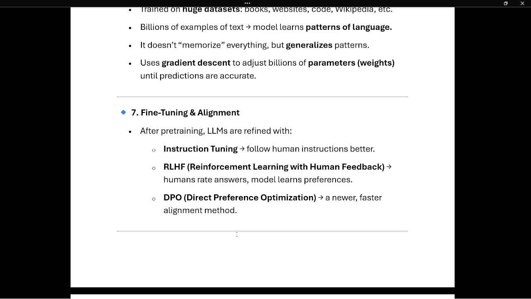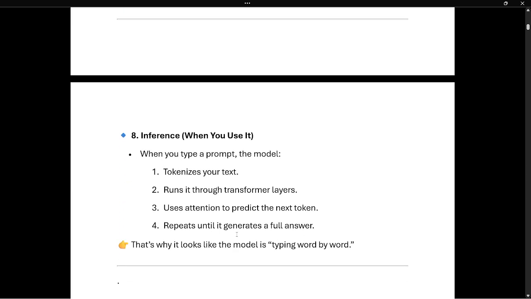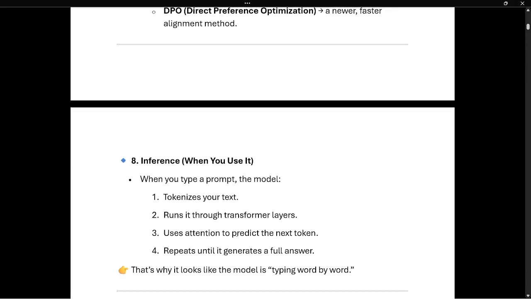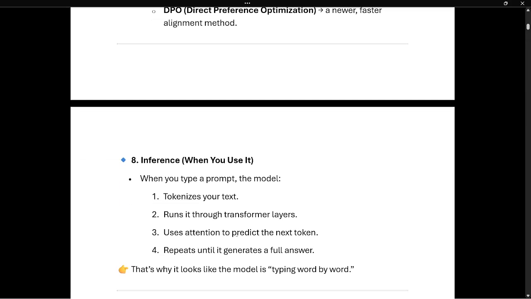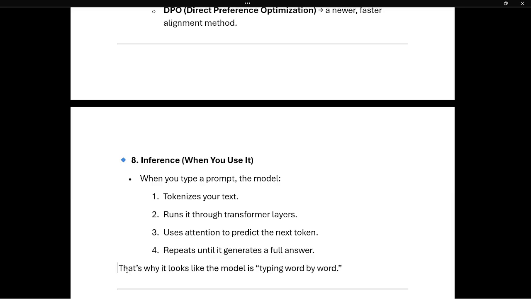Now coming to inference. When you type a prompt, what does the model do? Suppose I write "write 500 words about India." The model will first tokenize your text, like "write about India in 500 words." Then it runs it through the transformer layers.